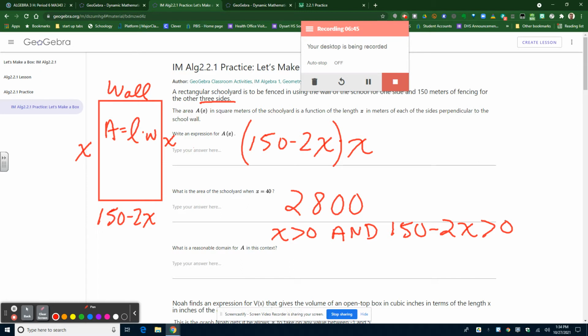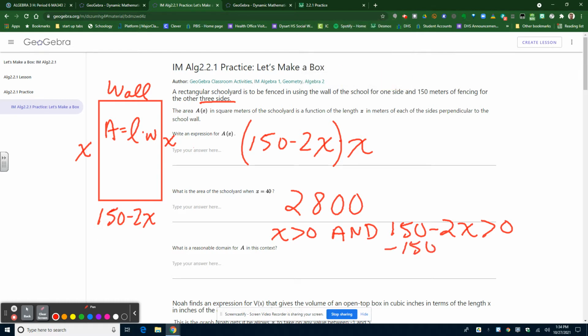So we solve this just like a regular equation, right? So what should we do first? Minus 150, okay? So I got negative 2x is greater than negative 150. And do you remember when you divide by a negative what you have to do with the inequality sign? Don't you flip it? You got to flip it, okay?